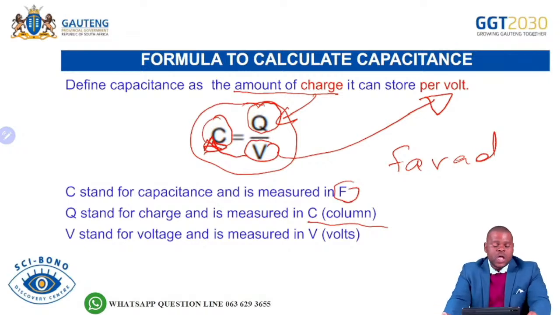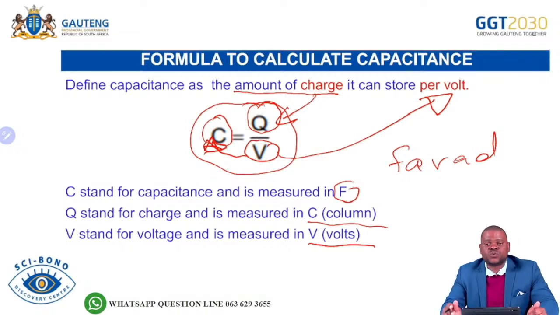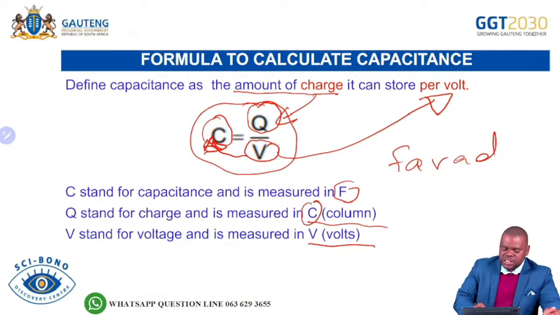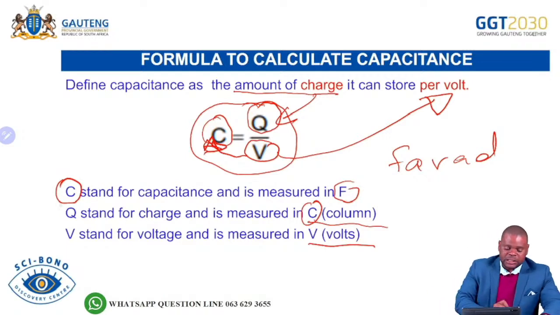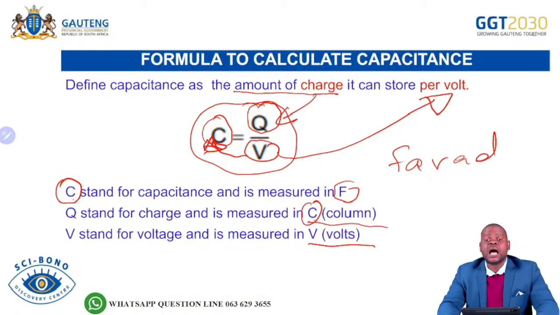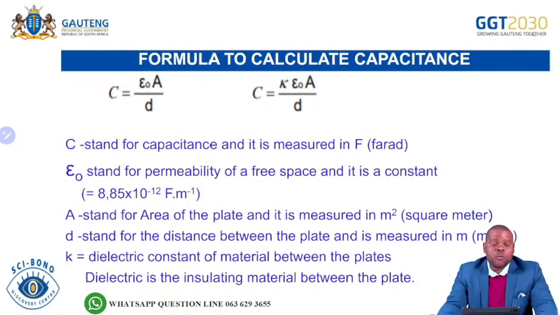Then we go to the voltage. V stands for voltage, and it's measured in volts. When you see V, you know that is volt. And when you see C, don't confuse this C with this C. This C is the SI unit, it stands for coulombs. And this C that you see here stands for capacitance. Are we together, grade 12? Yes.